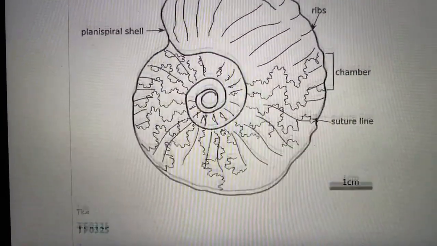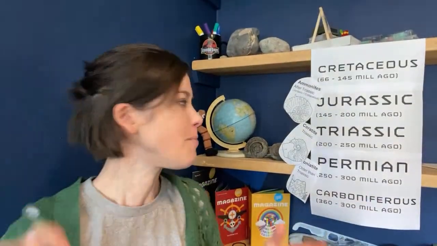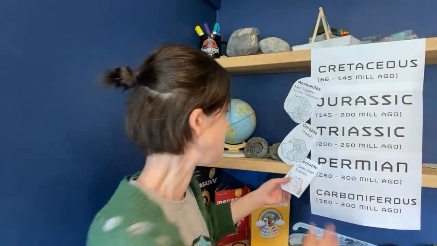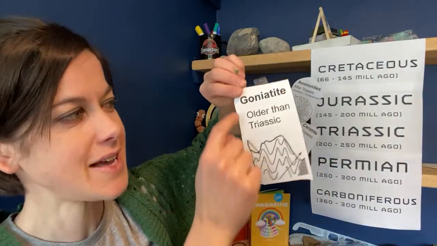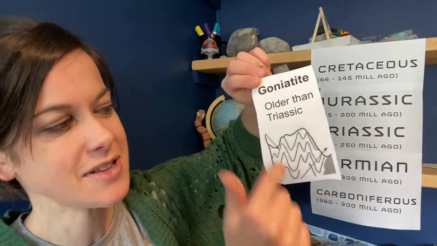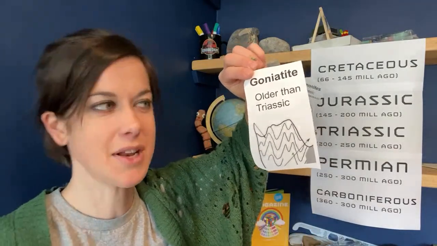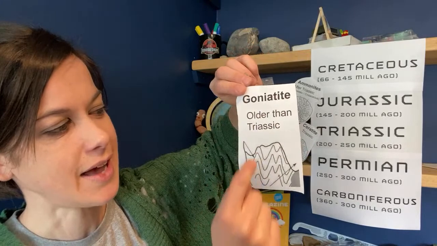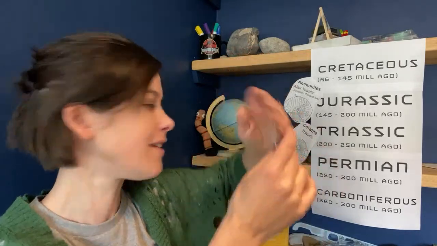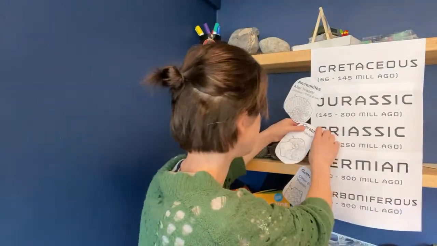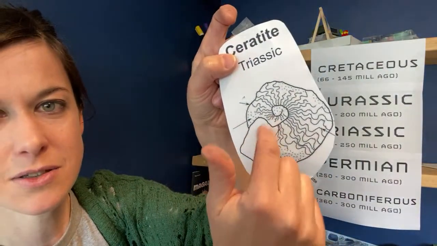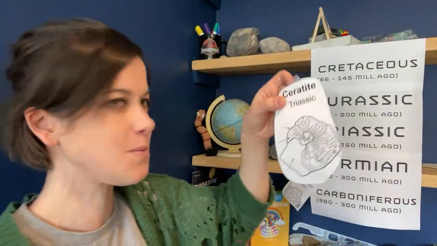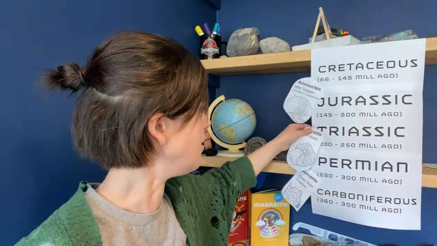See? And so I got myself in a right pickle in this first lesson, but I've come up with a way of remembering them. The goniatite begins with a G and it's got a zigzaggy suture line. That's what I'm going to go with. Goniatite begins with a G and its lines are all zigzaggy. And the ceratite starts with a curly K and its suture lines are very curvy and wavy. That's what I'm going with. You can do your own thing.